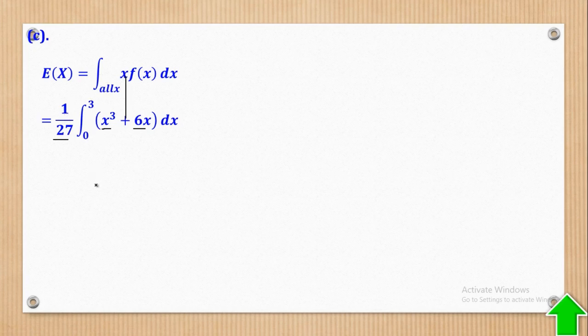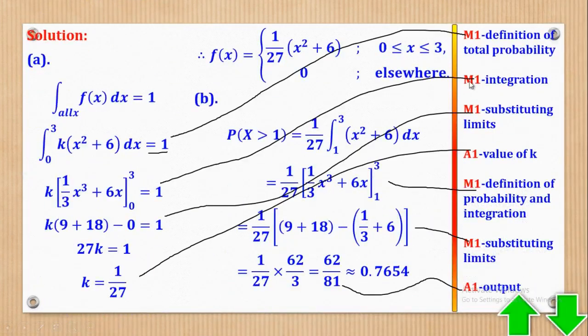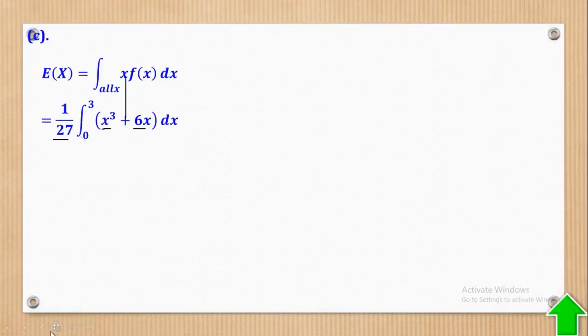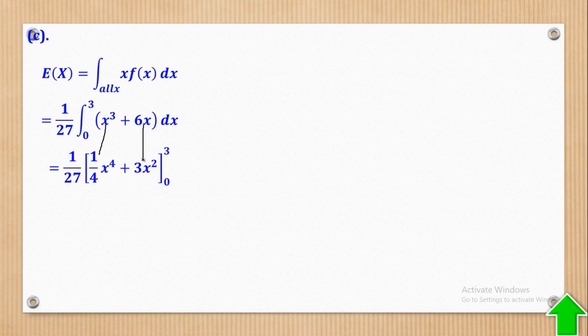Now why is it 0 to 3? Because all x means we integrate for the given range. When you look at the question, the range is from 0 to 3. That is why you have to integrate from 0 to 3. So when I integrate, this gives me a quarter x power 4, and this gives me 3x squared. Why? Because this would have been 6x squared over 2. Now 6 over 2 gives me 3. That's why you see here 3.